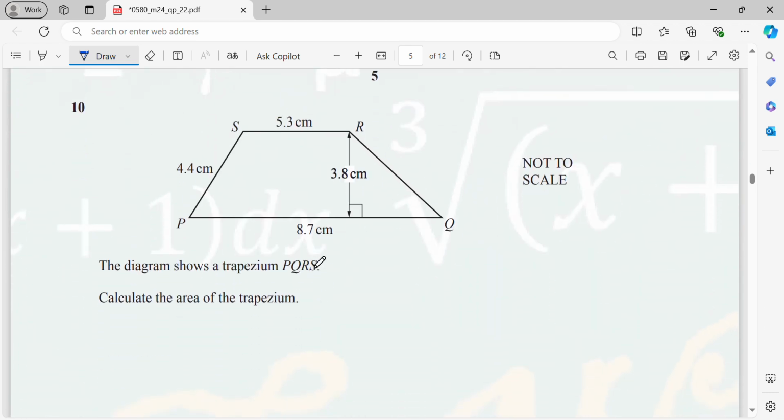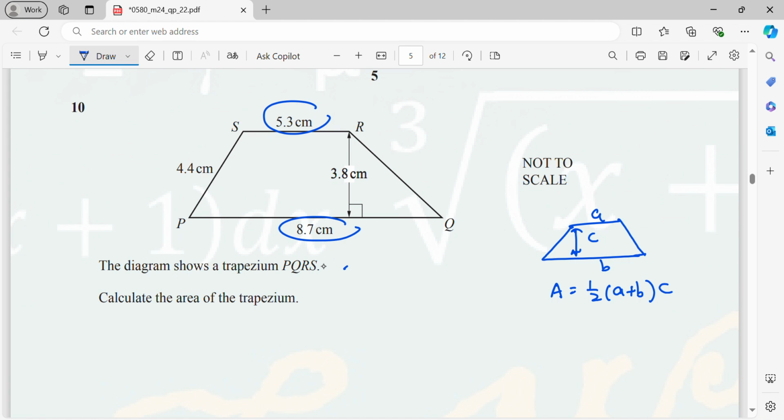Okay, now question number 10. The diagram shows a trapezium PQRS. Calculate the area of the trapezium. So now, area of trapezium, just for your information, if the two parallel sides have lengths A and B and the height is C, the area is basically half of A plus B multiplied by C. Okay, so from here, the two parallel sides are 5.3 and 8.7, and the height is 3.8.